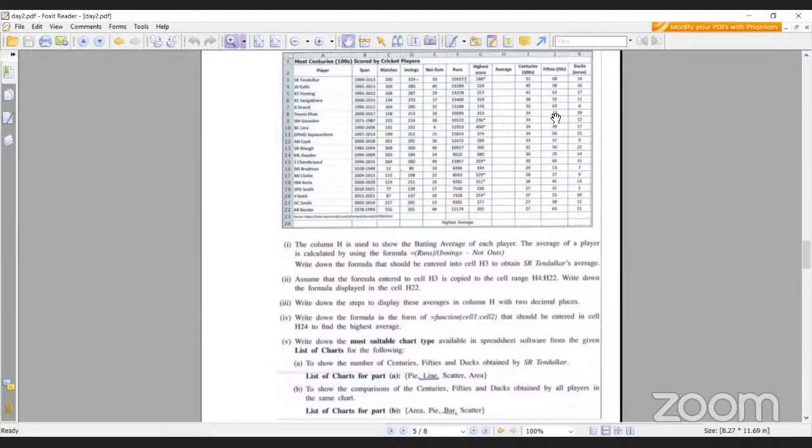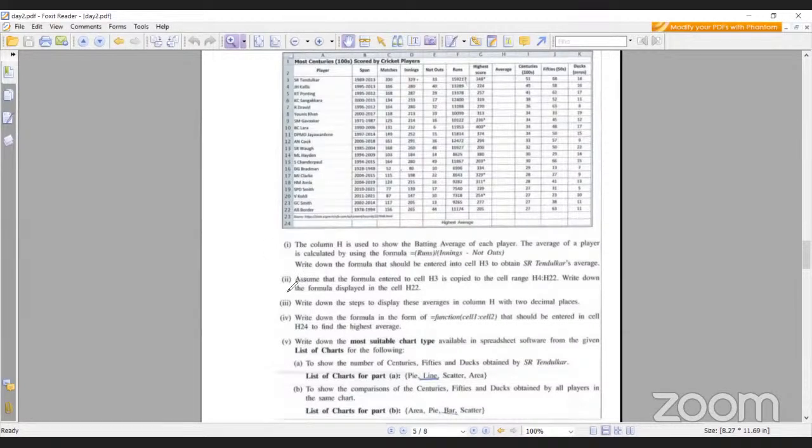So very easily you can find out here. You are going to take the runs, that is F3, divided, within brackets. You have to put the equal mark: equal F3 divided by D3 minus E3. D3 minus E3. Right.